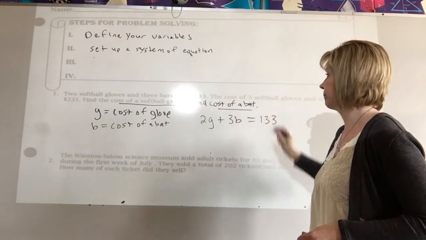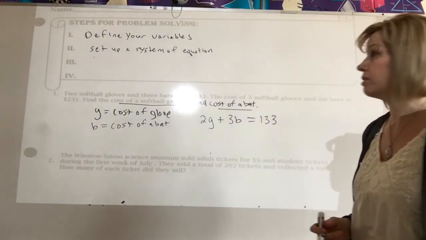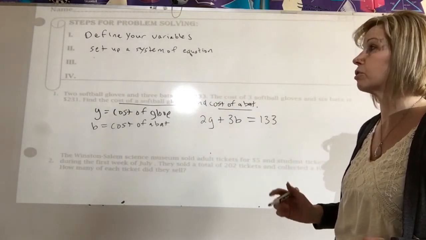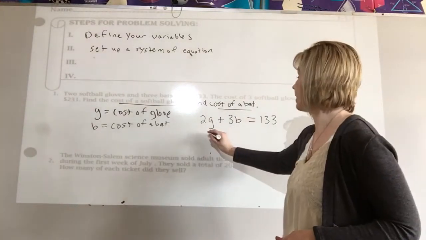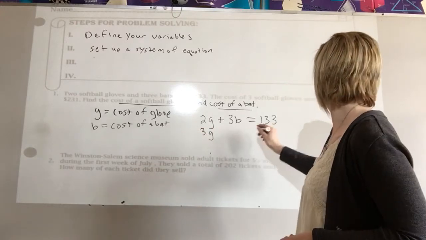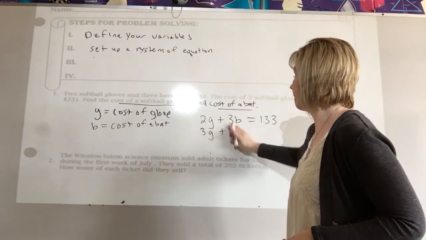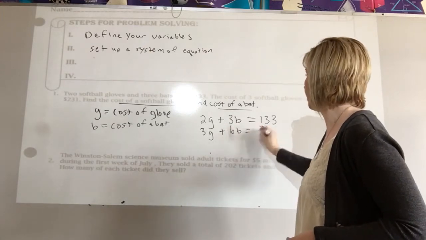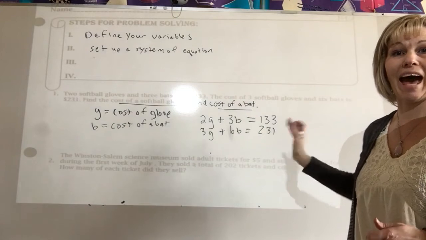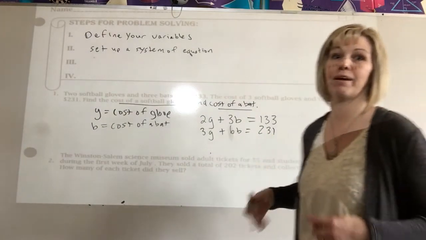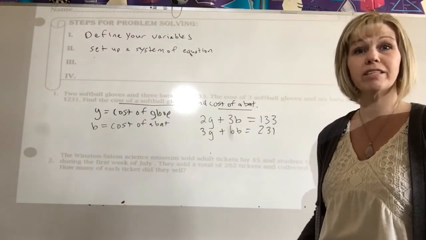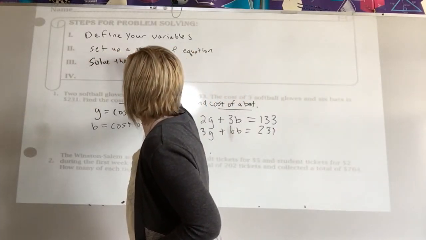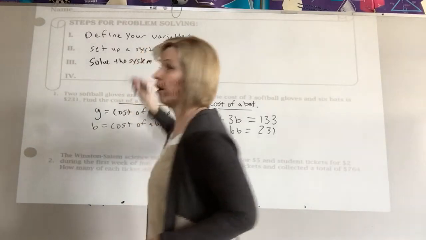equals $133. Okay, and then if you read sentence 2, it says the cost of 3 softball gloves and 6 bats is $231. So we could say 3G and 6B equals $231. So we have our system of equations, and then you think, okay, what do you do with that system? Well, we need to solve it. So solve the system.